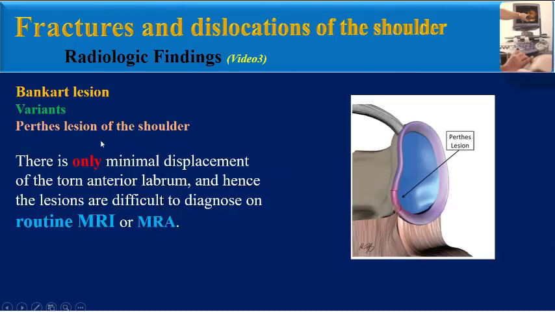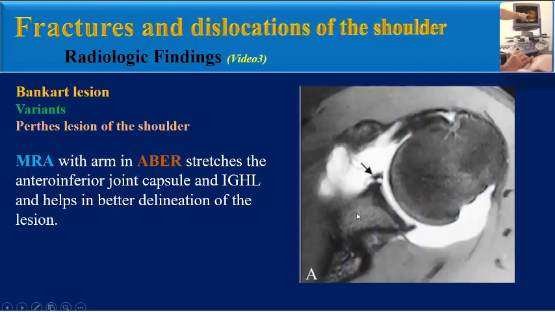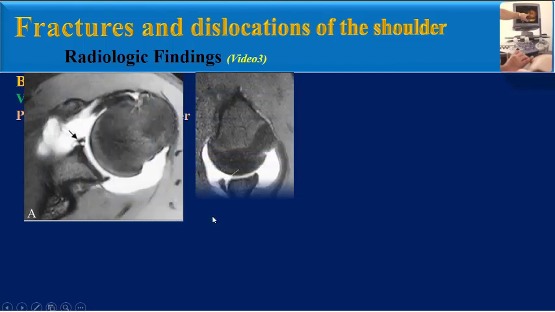There is only minimal displacement of the torn anterior labrum, and hence the lesions are difficult to diagnose on routine MRI or MR arthrography. MR arthrography with arm in abduction and external rotation stretches the anteroinferior joint capsule and also inferior glenohumeral ligament and helps in better delineation of the lesion. This is an example of Perthes lesion.